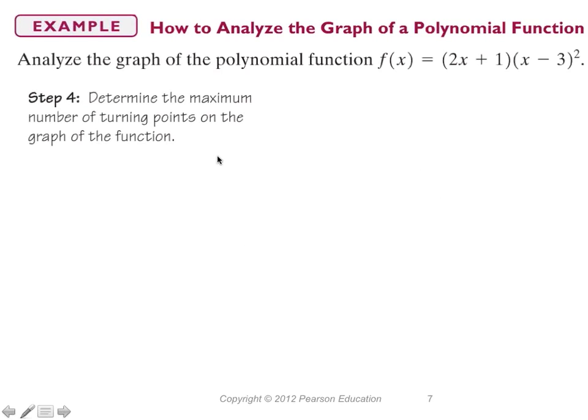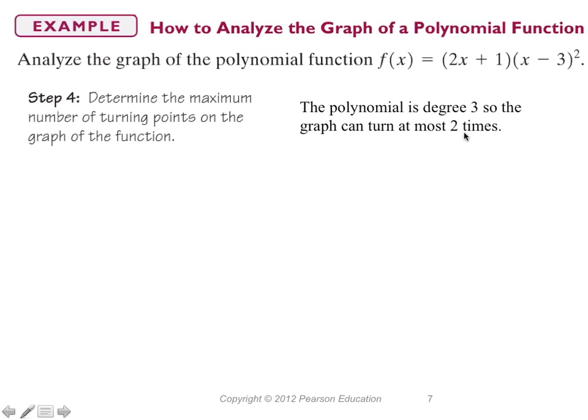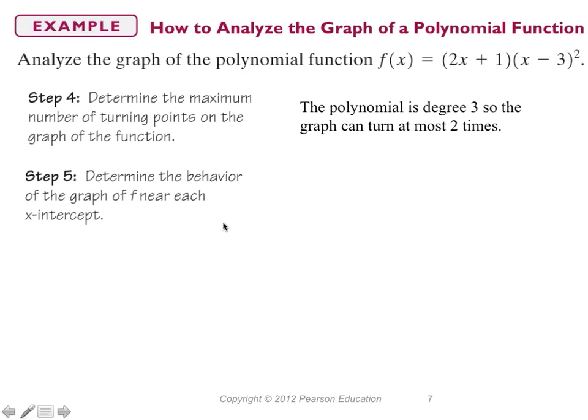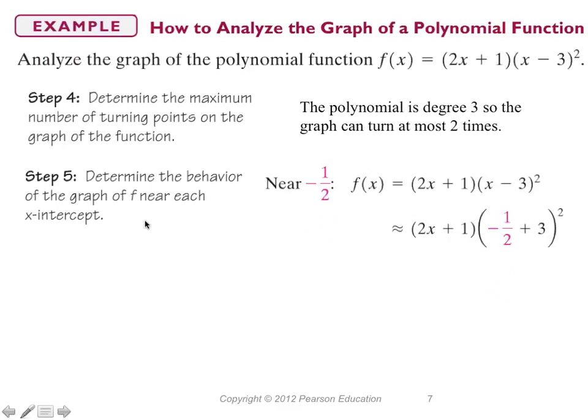And then step 4 is to determine the maximum number of turning points. So we know that the polynomial is a degree of 3, so that means that the graph can turn at most 2 times. And then we want to determine the behavior of the graph near each of the x-intercepts. I would say that this is the least important of the steps. You can still draw a pretty good graph without doing this, okay?